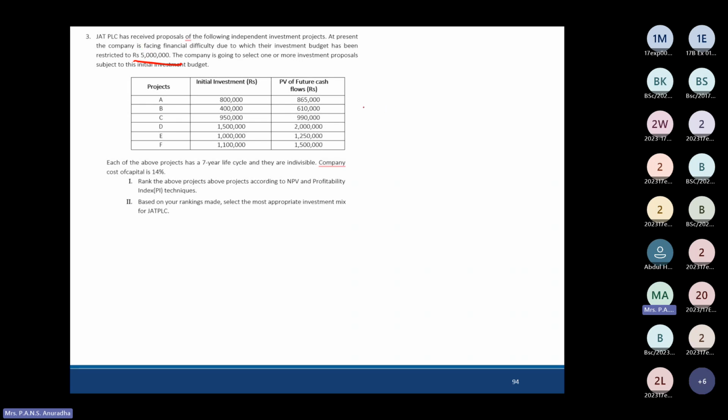So what you have to do is calculate NPV and the profitability index. Since there is capital rationing, you have to rank the projects based on the profitability index. Based on your ranking, select the most appropriate investment mix. Then you can take 1, 2, 3, 4 projects, but remember, the limit is 5 million. You cannot exceed that. You can invest up to 5 million. So you have to do that.